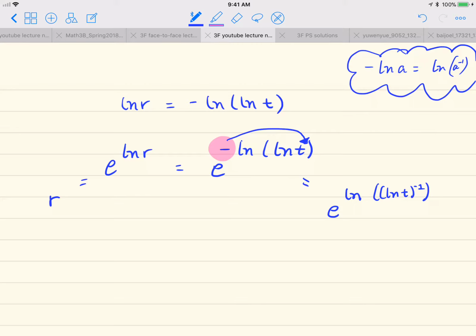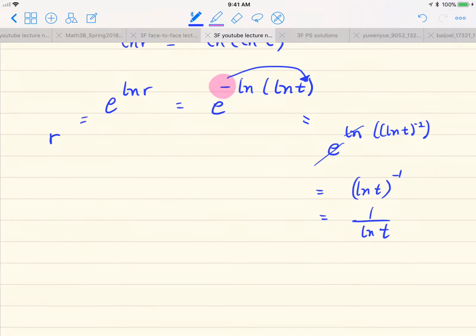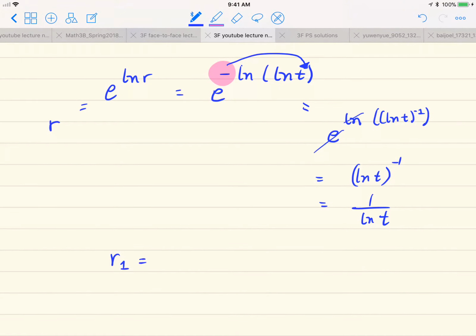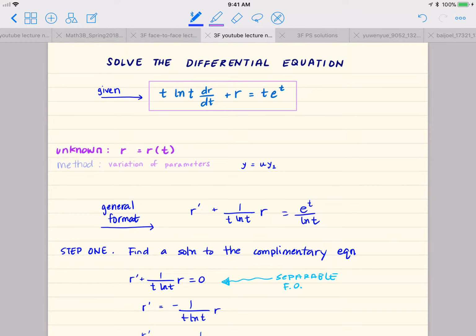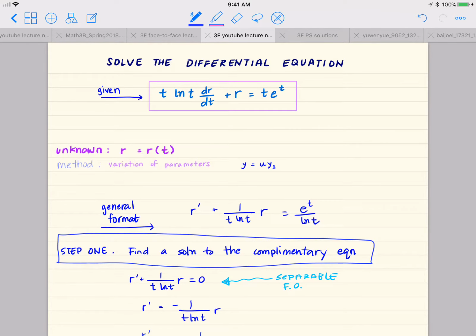Okay. And why did I do that? Because I want my e and my natural log to cancel each other out. So I'll have natural log of t to the negative 1 over natural log of t. So I'm going to choose R1 to be 1 over natural log of t. All right, so I did step 1, which is to find a solution to the complementary equation. I did that. I used R1 equals 1 over natural log of t.